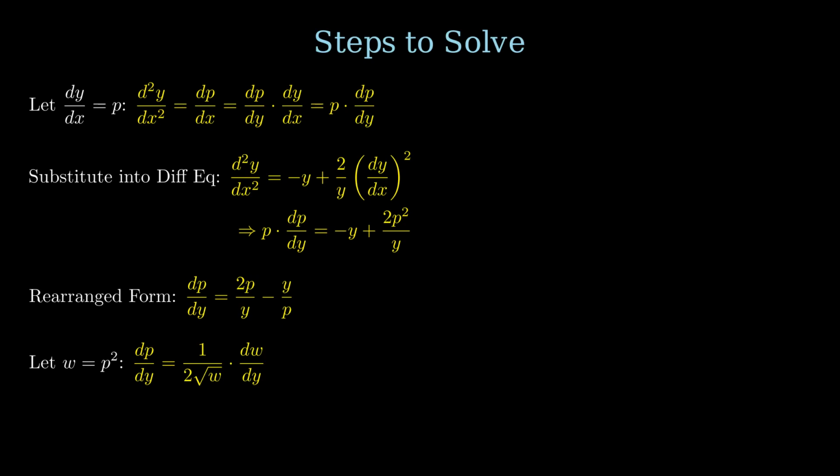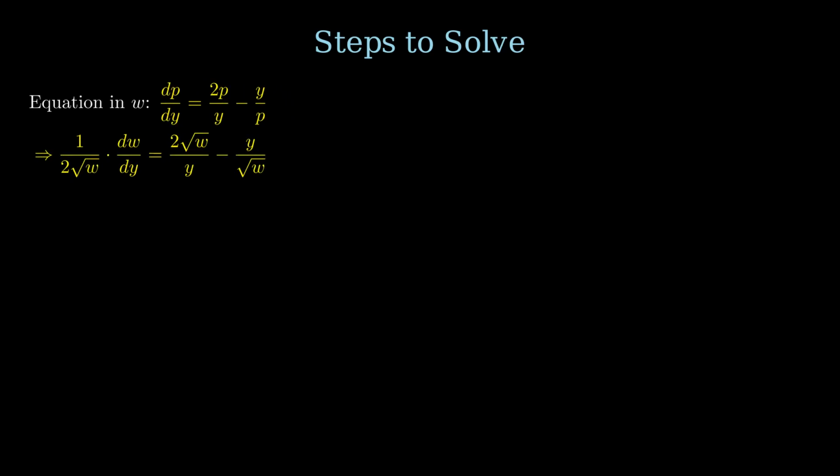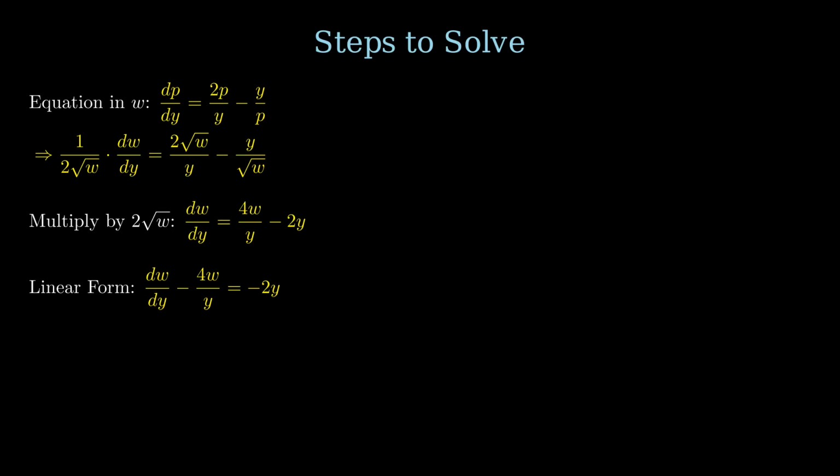We now substitute p squared as w to make the equation easier to integrate. This leads to an expression involving dw by dy. Multiplying through by 2 square root w simplifies the equation. This is a linear first order ODE in w with respect to y.